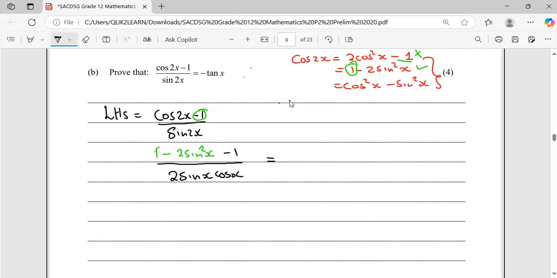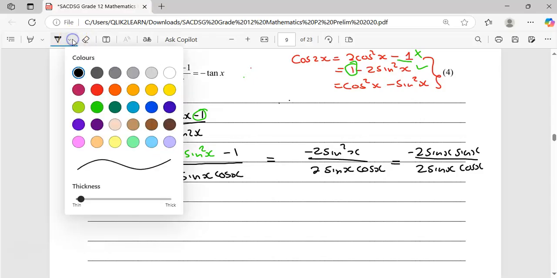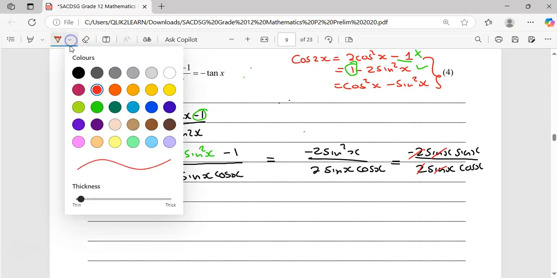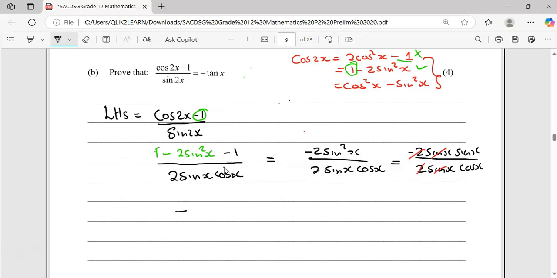minus 2. Let's write this as negative 2, the sine squared x all over 2 sine x, the cos of x. So I can see that even the 2 cancels. The 2 cancels, but guys, before we cancel, can we write the top as negative 2 sine x, therefore we have 2 sine x, the cos x, so that the sine x and the 2 can cancel. These 2 cancel, the sine x cancel, we are left with negative the sine x all over the cos of x, which can be written as negative the tan x. Therefore, left hand side is equal to right hand side.